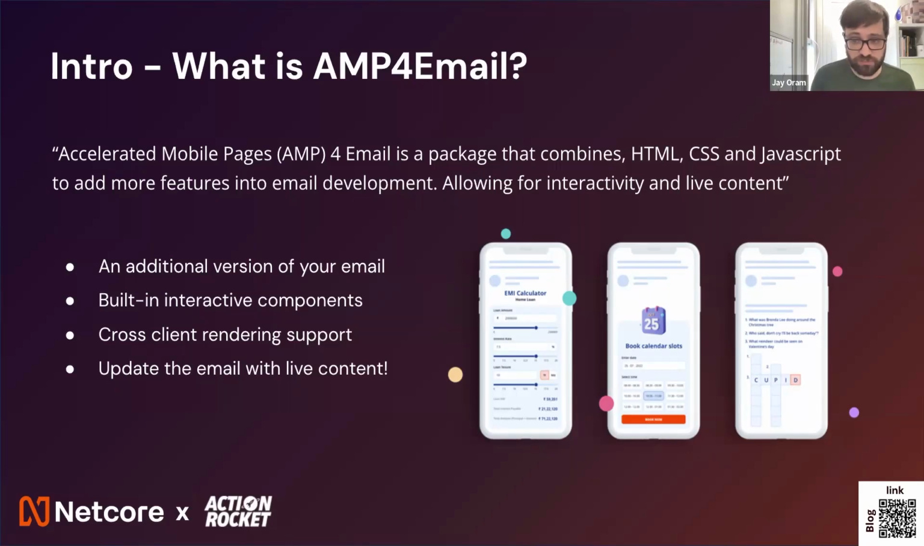But a couple of really basic points: AMP for email is another version of your email. So you have your HTML version that you normally send, you have your plain text version, and then the AMP version is an additional version on top of that. And if you want to send an AMP email, you still have to send a HTML and a text version. So you can't just send an AMP email.